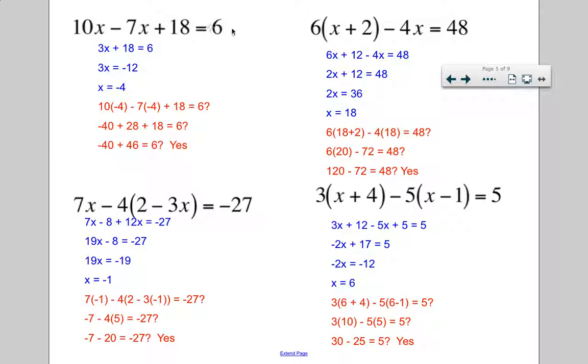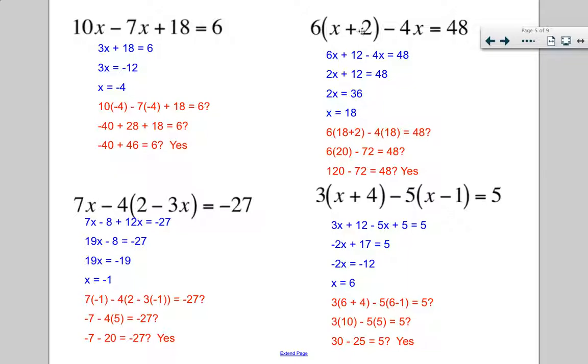So then I went back to this original problem here, and everywhere there was an x, I substituted in a negative 4. And I simplified the left side, and basically looking to make sure that the left side and right side do end up equaling, and they do. And I did this for all of them so that you could see that and remember to check your answers.